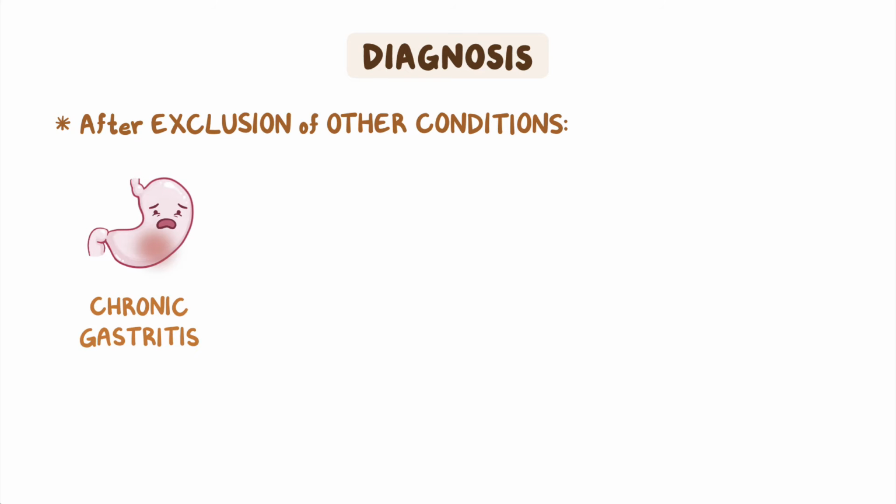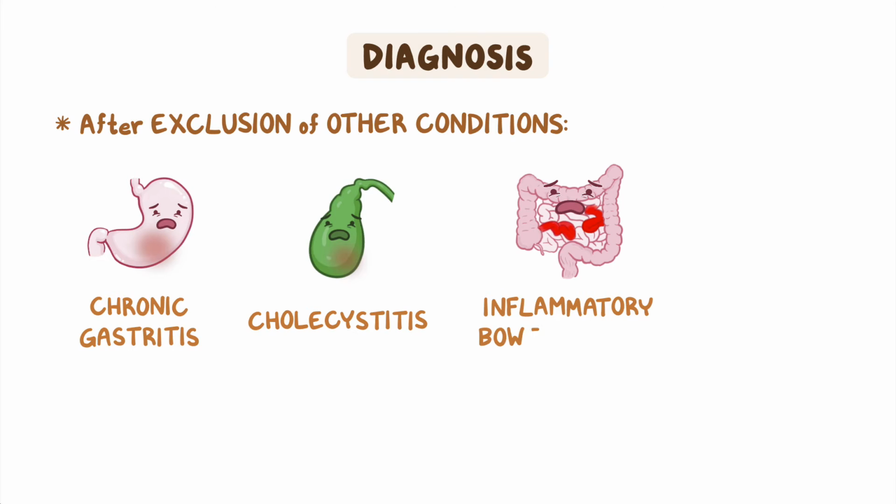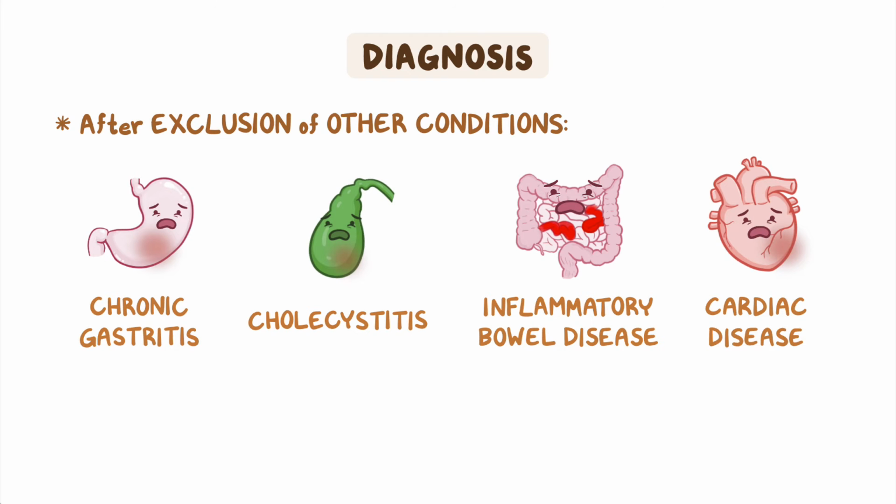A diagnosis of MALS is made after the exclusion of other conditions, like chronic gastritis, cholecystitis, inflammatory bowel disease, and cardiac disease.